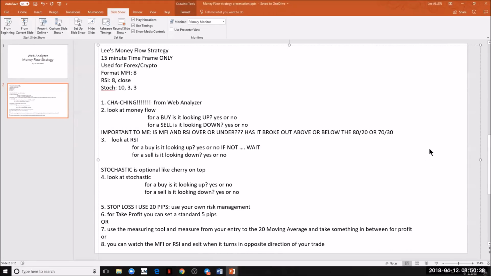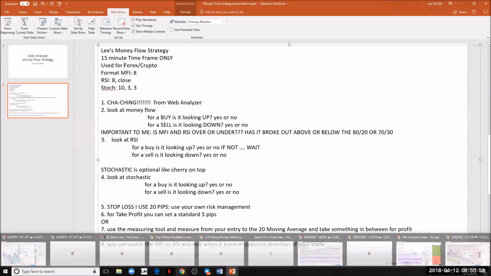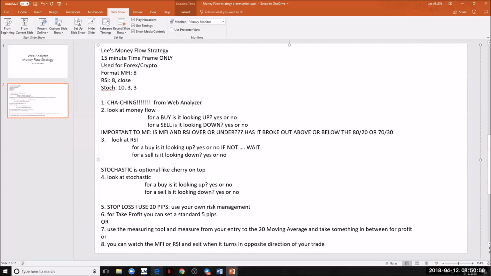the money flow strategy. So if you guys, I don't know if I said this or not, if you haven't done it already, go ahead and take a snapshot. Take a picture of the screen so that you can have the strategy setup. All right, we're going to go in 5, 4, 3, 2, and 1.